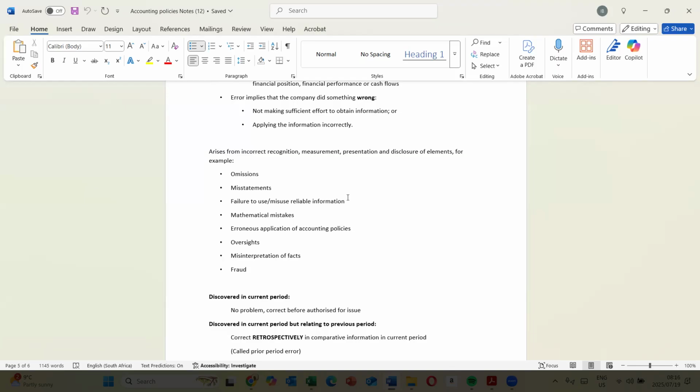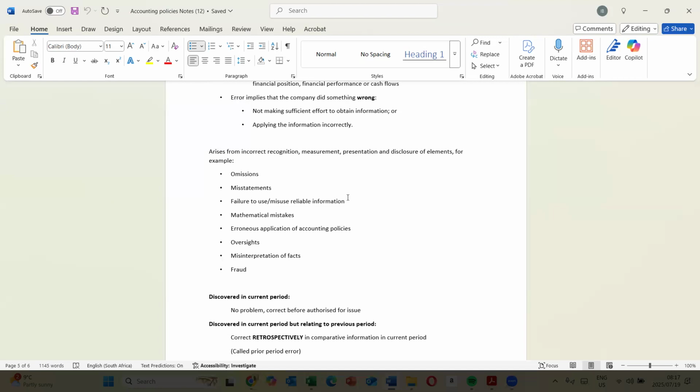Erroneous application of accounting policies, where the company is applying a different policy, you used another one, which is incorrect. Or oversights, or misinterpretation of facts, or fraud. So these are the very common types of errors that we have on the financial statements. Because of weaknesses in the controls of the company, as well as human errors, the financials will be prone or subject to these types of errors. So now I want to understand what will be the effect if you realize that the financials are subject to error.